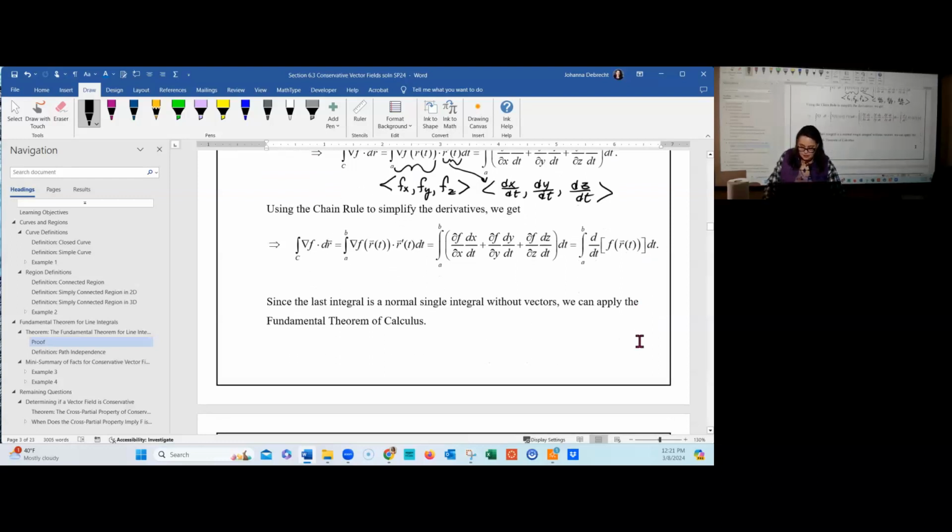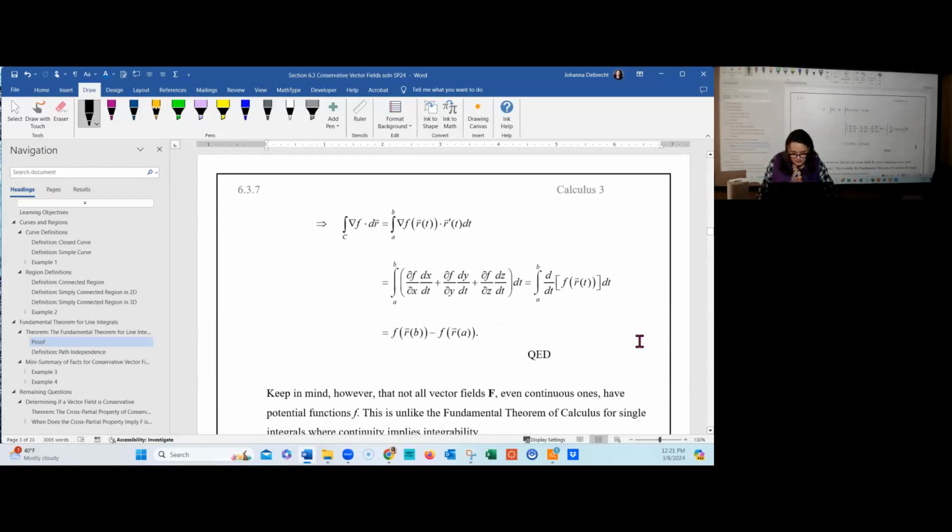Since the last integral is just a single integral, a function of a single variable t, we can apply the fundamental theorem of calculus, part 2, which tells us that we can find a definite integral by evaluating the antiderivative at the upper limit of integration and then subtracting the antiderivative evaluated at the lower limit of integration. This gives us the following formula, which is our fundamental theorem for line integrals, or the fundamental theorem for vector line integrals. And QED just indicates that we're finished with the proof.